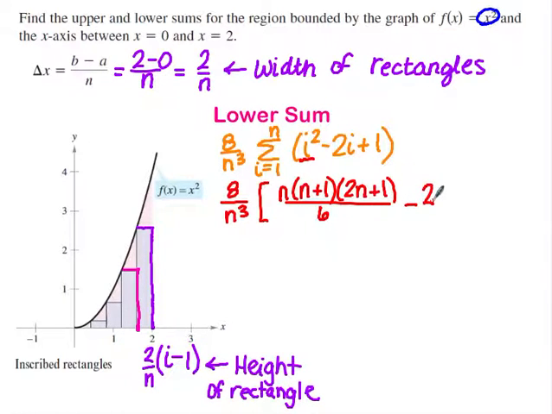So I've got minus 2. The sum of i is n times n plus 1 over 2. And then the sum of 1 was 1n. Now notice I got rid of the summation notation, because once you actually plug those formulas in, you're done with the sigma.